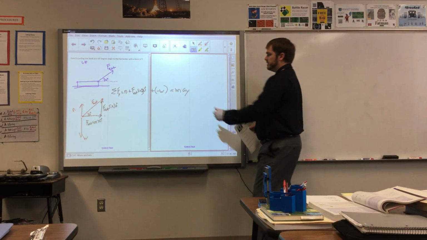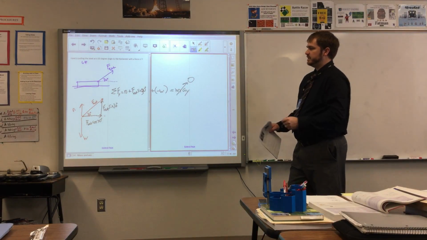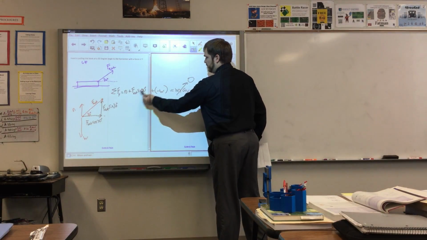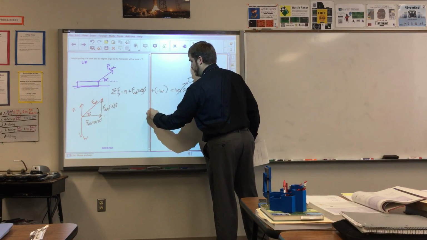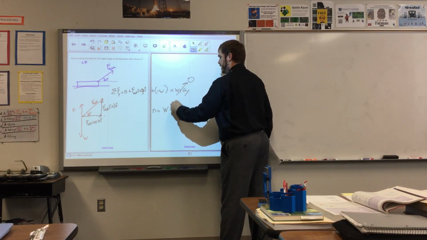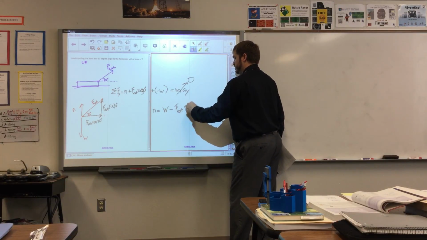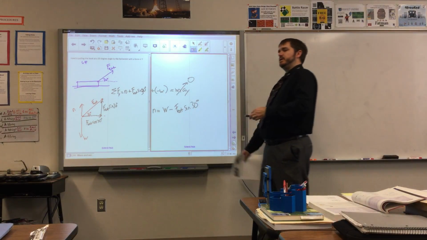Still not moving, so acceleration in the y direction is 0, that whole term goes to 0. So now I'll move these two to the other side. Normal equals weight minus F external sine 30 degrees.